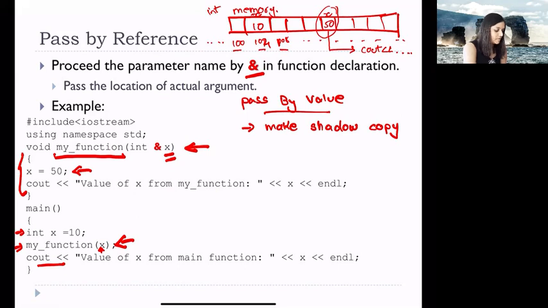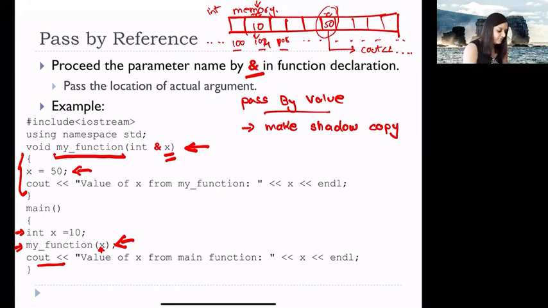Then when your call stack comes back to the main function, your pointer comes back over here. And when you print the value in the main function, because you made a shadow copy of whatever you were doing within the function when you passed by value, it will just print back 10. So if you passed by value, it would have printed 50 and 10.